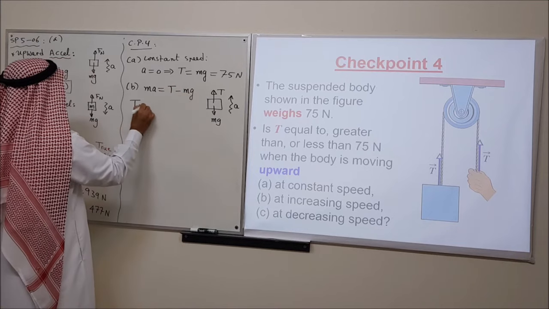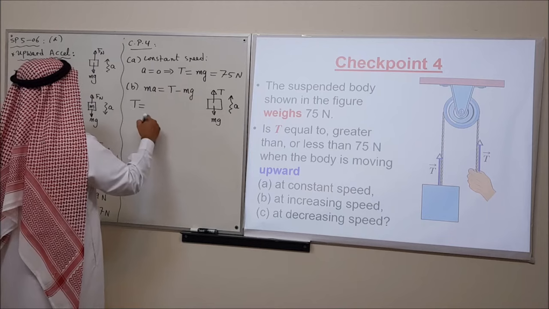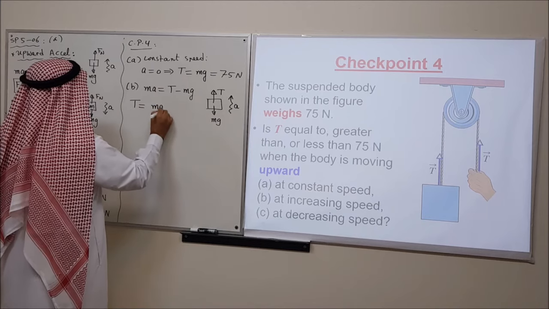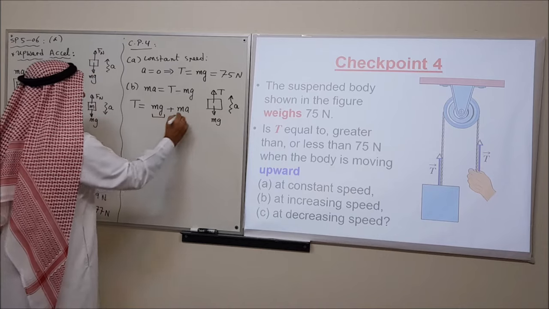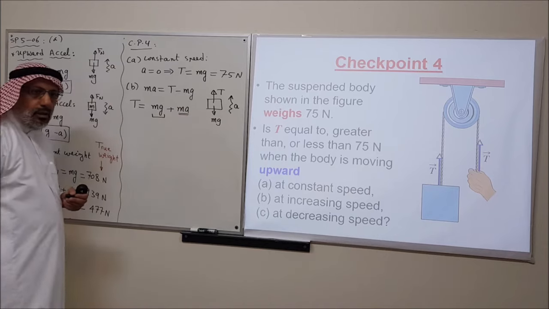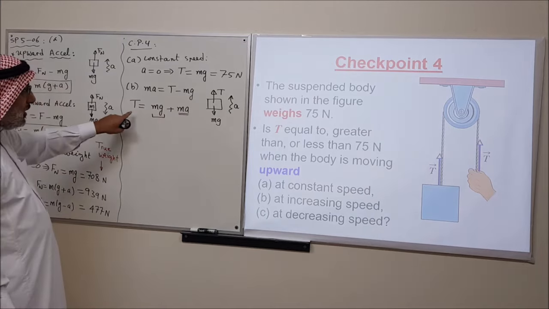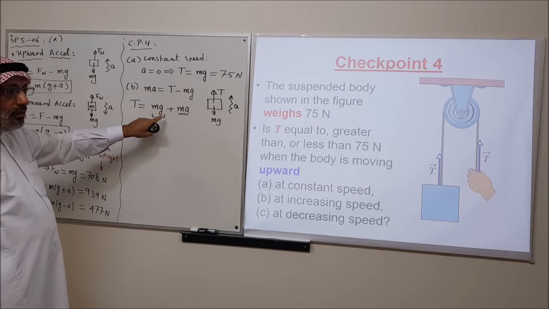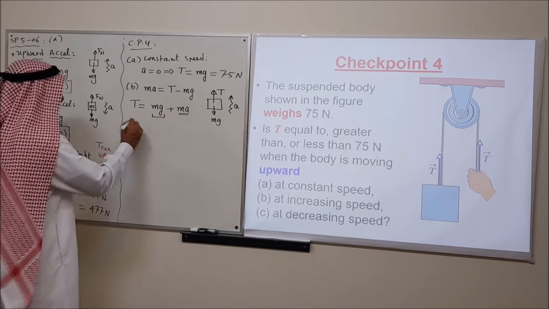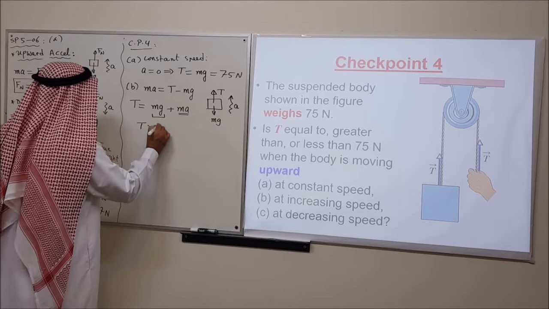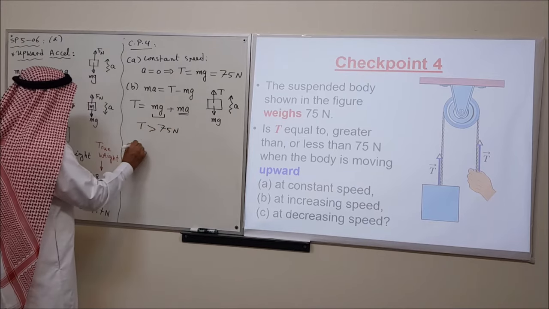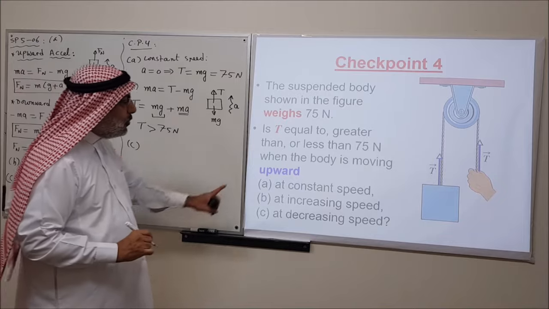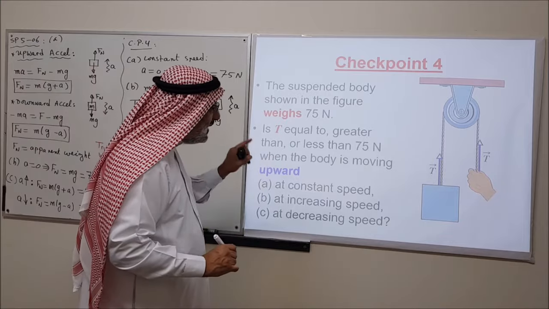So the tension is equal to, take this to that side, mg plus ma. This is 75, and this is something extra due to the acceleration. So the tension now will be more than mg by that much, and therefore T is greater than 75 newtons, which is mg.